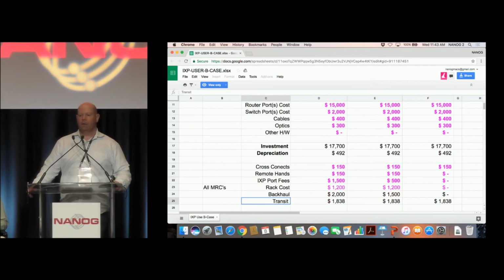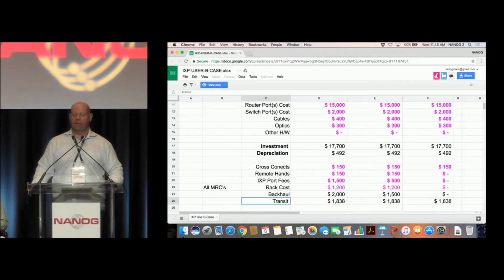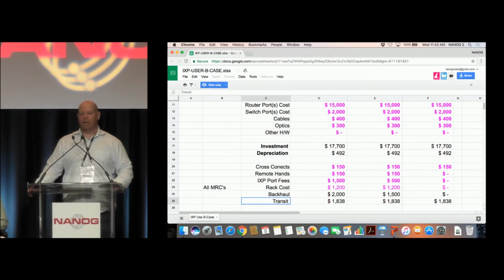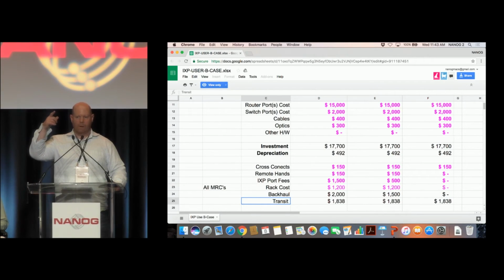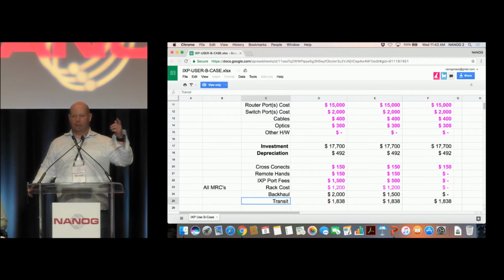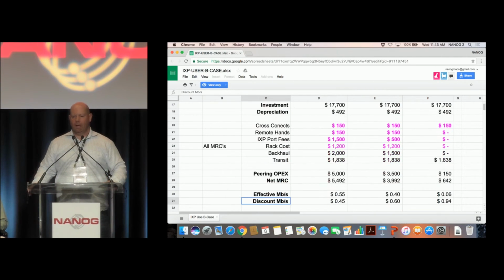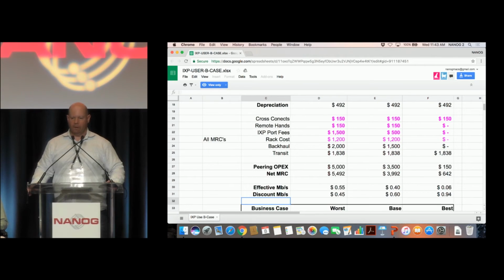I build in the OpEx, cross-connect, remote hands, IXP port fees. Now, these IXP port fees are not indicative of any IXP in particular, but I did build the worst case, the base, and the best case. As you can see, I picked 1,500 as my target, but when you go look at the model, there's a cell at the top of the spreadsheet that's utilization, and that's the sweet spot, the number that you want to play with to figure out what your break even in your worst case, base case, and best case business model is. If we can go down a little bit more, please.